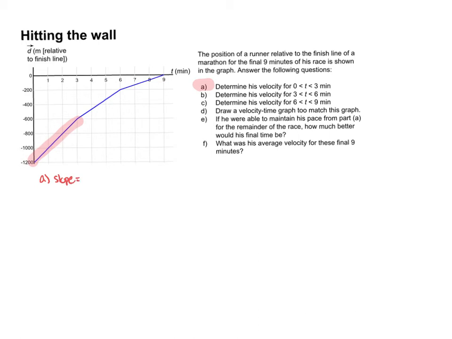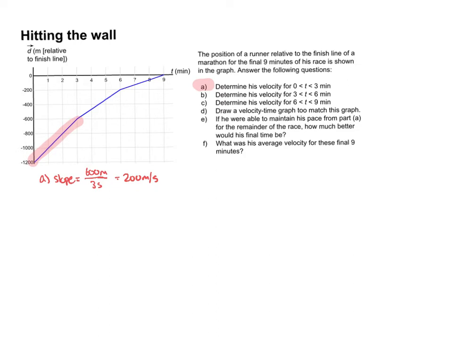The rise looks like it's going from negative 1200 up to negative 600. So that's a rise of 600 meters. And the run, it's going from 0 to 3 seconds. So the run is 3 seconds. So the slope is 200 meters per second.